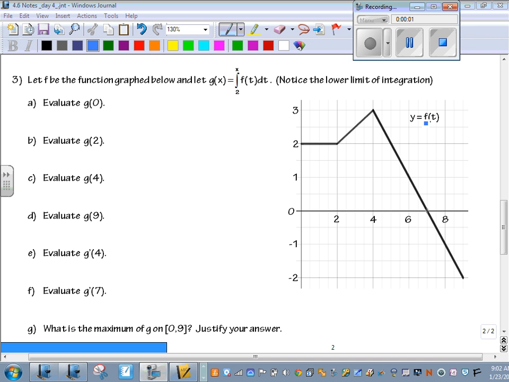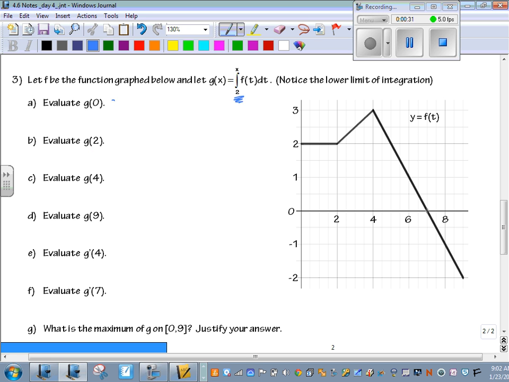So again, we're given the graph of y equals f of t, and g of x is equal to the definite integral from 2 to x of f of t dt. So notice on this one, our lower limit of integration is 2 instead of 0. So that kind of makes it a little bit tougher, a little bit different. But with that in mind, these first four parts are just like the table that we did on the last two problems.